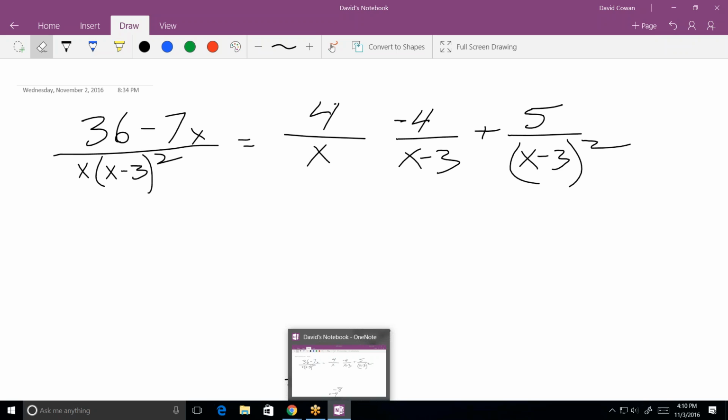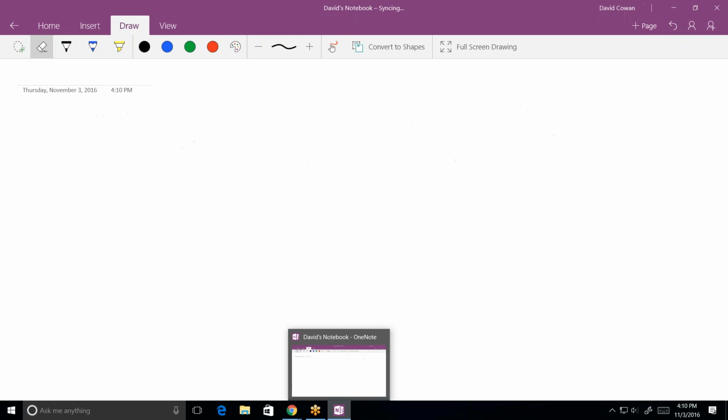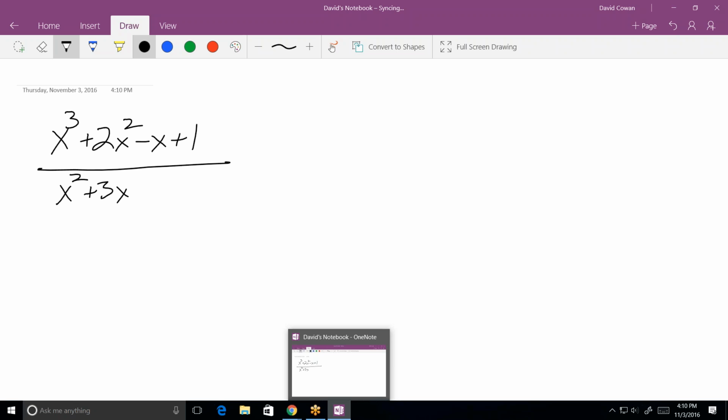All right, what else? Another one of those. Okay, I have x cubed plus 2x squared minus x plus 1 over x squared plus 3x minus 4. What's the first thing we're going to do? See if we can factor.